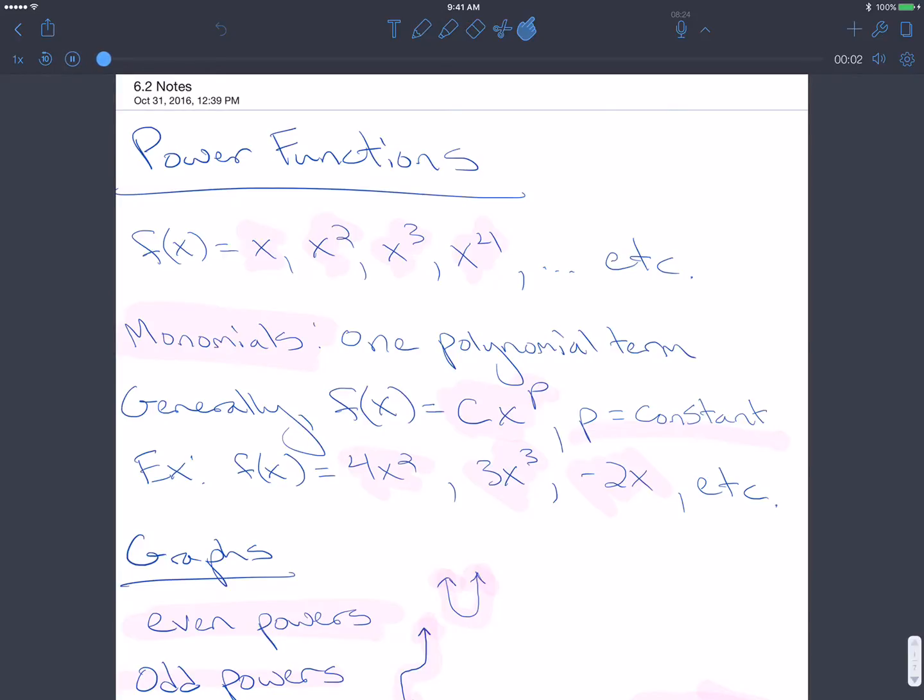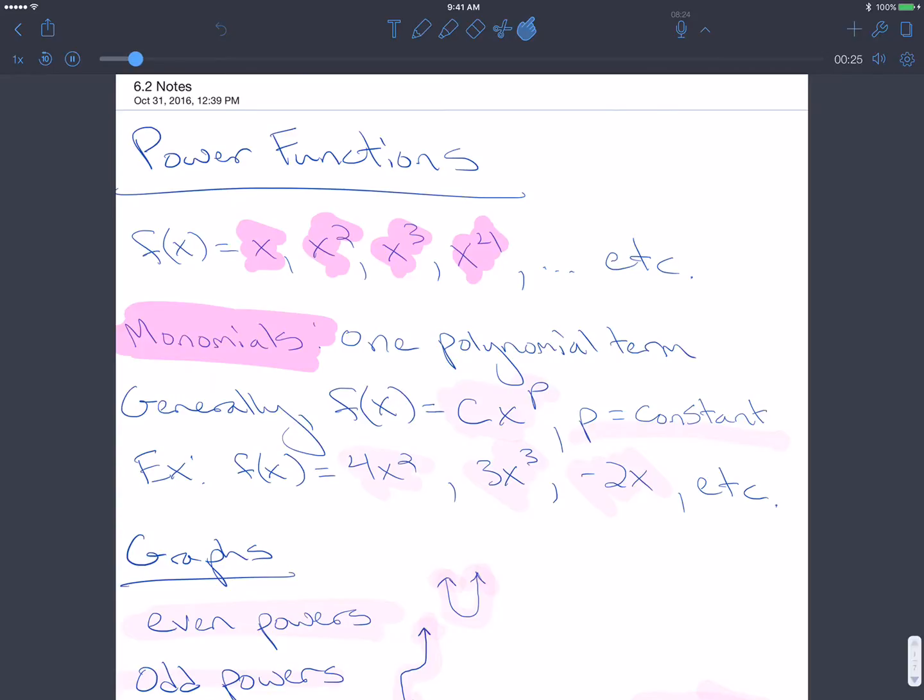6.2, we're talking about power functions. I have mentioned these before in class because they are just powers of x. So x is a power function, x squared is a power function, x cubed is a power function, x to the fourth is a power function. We call these monomials because there's only one polynomial term. So there's one term in the whole function and it's a polynomial.